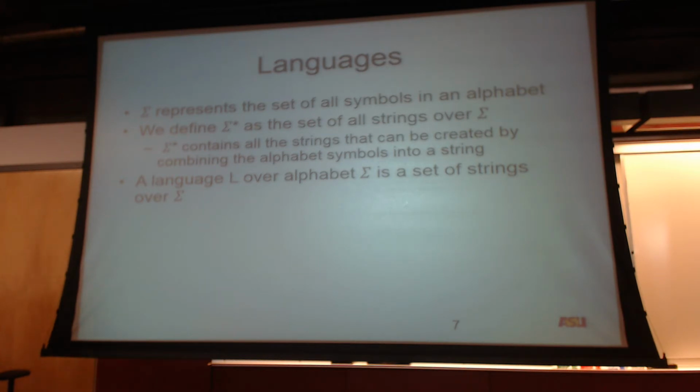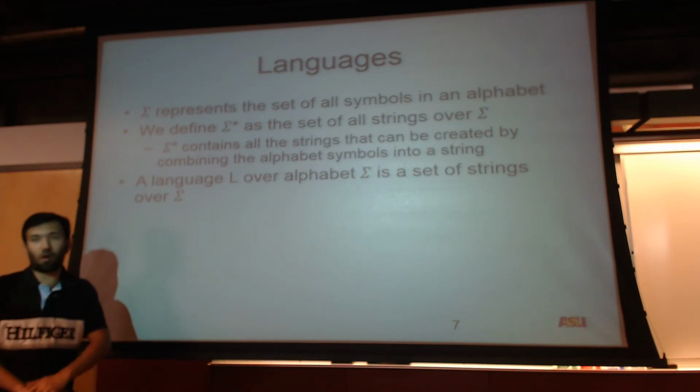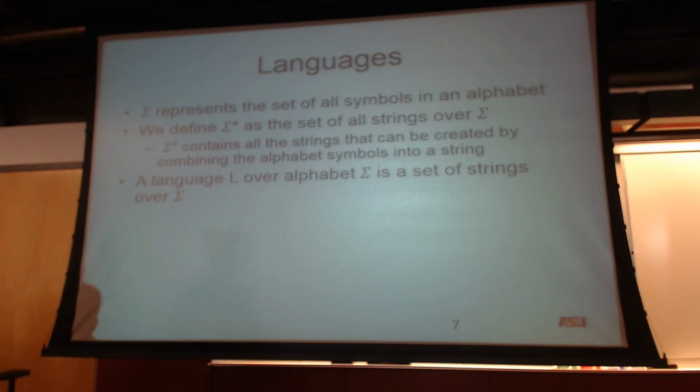So sigma star was what? Sigma star is the set of all possible strings that you can create using the alphabet in sigma. What is a language? A language over the alphabet sigma is a particular set of strings over sigma. So what can you say about the relationship between language L and sigma star? L is a subset of sigma star, right? So language L is basically a subset of sigma star.